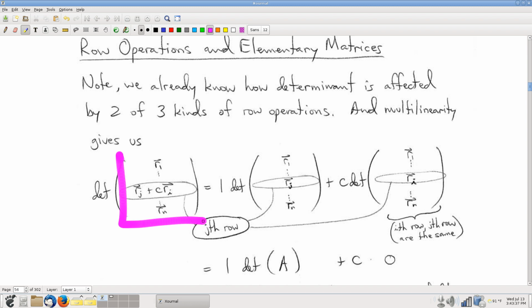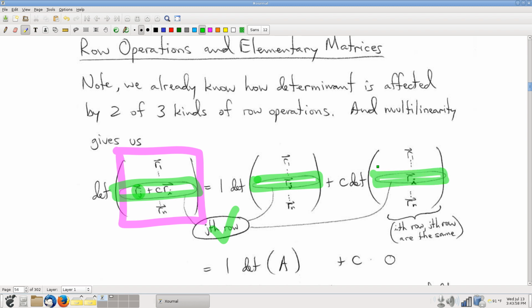Here's the matrix that you get when you add a multiple of the ith row to an existing jth row. Being as we're adding to the jth row, that means that we're in the jth position here. These are going to be the jth rows that we'll be looking at.